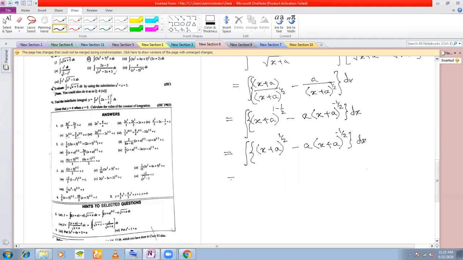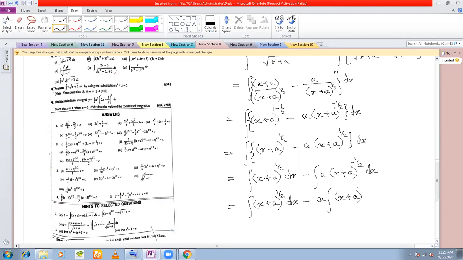Now it is easier to integrate. Now we separate: integral x plus a to the power of half dx minus integral a x plus a to the power of minus half dx. We write this as it is, we'll integrate together. Integral of x plus a to the power of half dx, and a is a constant, so you can take it out of the integration: a times integral of x plus a to the power of minus half dx.